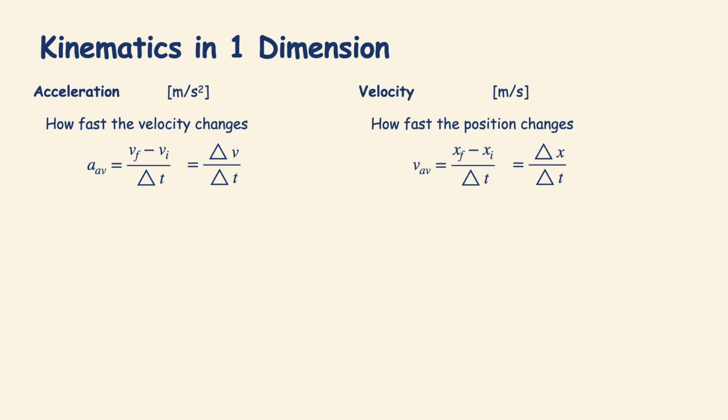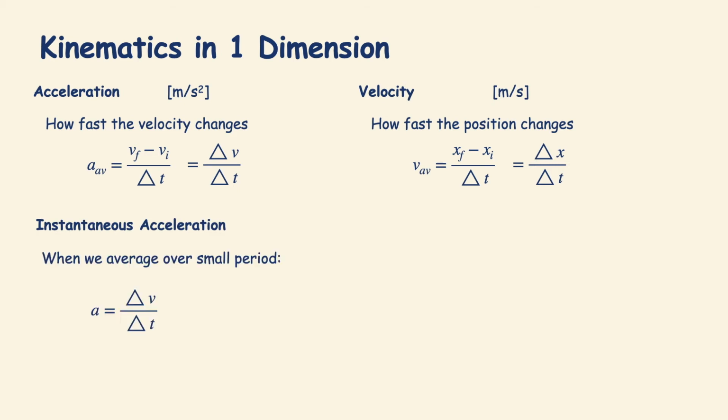Compared to the velocity, the way we introduced it, velocity gave us how fast the position changed, and the average velocity was defined as delta x over delta t. If we need to work with instantaneous acceleration, again, we will average over a very small time period, and we start with the average acceleration formula. We work with a small period of time, and that will give us the instantaneous acceleration.